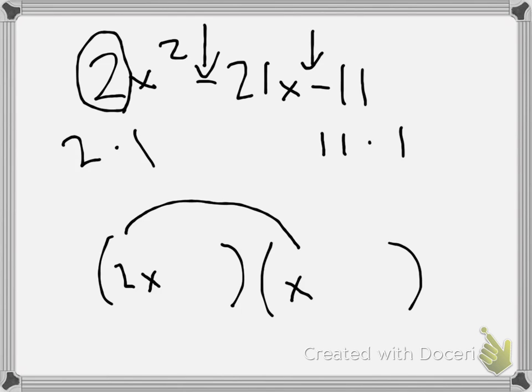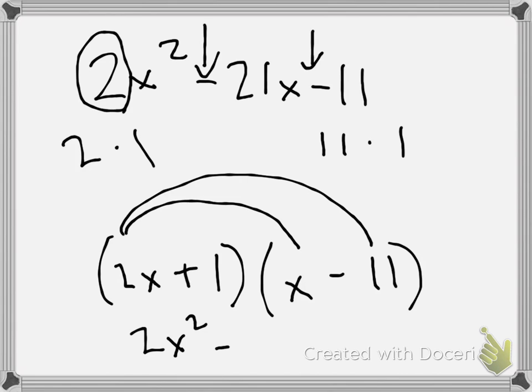I know my bigger one's going to be negative, so I might try this one first, a negative 11 over here and a positive 1 over here, and then I'll multiply that out to see how it works. If I FOIL that, 2x times x is 2x squared. My outside, 2x times negative 11, is negative 22x. My inside, 1 times x, is plus 1x. And my last, 1 times negative 11, is negative 11. Combine those like terms, and we get exactly what we're looking for. So that's the right combination.